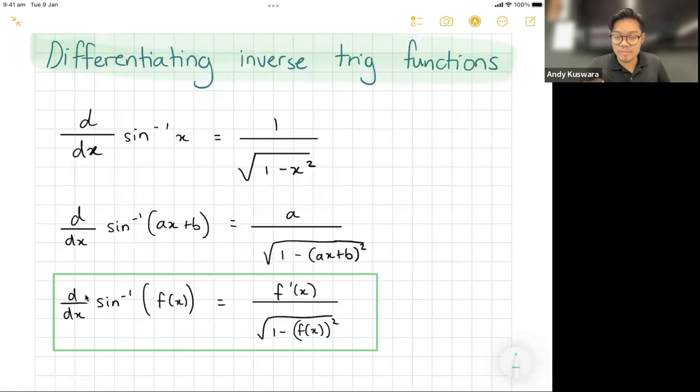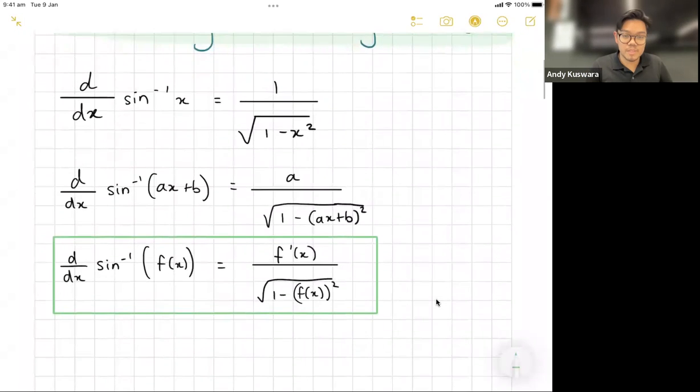Now, I'll just quickly talk about the first one, sine, and then I'll show you the rest. So if we differentiate our inverse sine, and there's a function on the inside, the derivative of that function comes out on top, and then you have in a square root underneath 1 take away the square of that function. Okay, now we'll go through some examples to make that clear. But again, that's what it is.